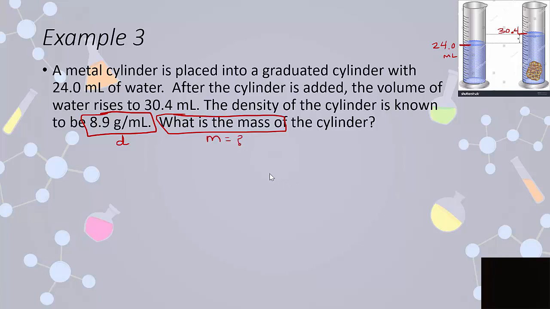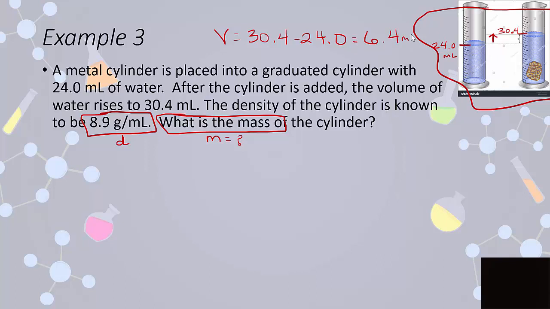Well, since we know the density and we're looking for the mass, the other missing piece of information is the volume. We need to think through this, okay? Well, just like you learned in earlier science classes, this process over here is called water displacement. And however much the water goes up by, that's the volume of the object. We're going to subtract to find that difference. So 30.4 minus 24.0 gives you 6.4 milliliters, okay? So 6.4 milliliters is the volume of that cylinder of metal.